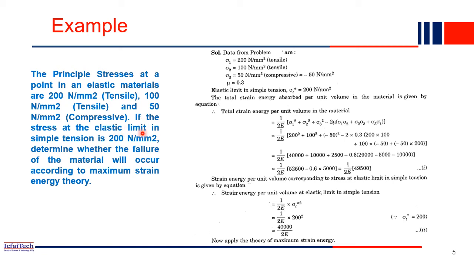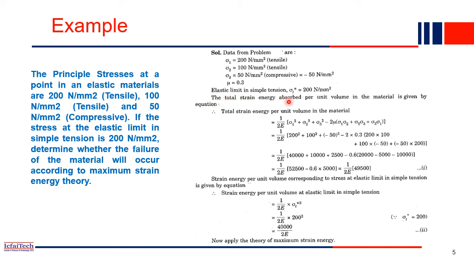The stress at the elastic limit in simple tension, sigma t star, is given. If the material is steel, then the strength of the steel is given: sigma t star is 200 Newton per mm square. Determine whether the failure of the material will occur based on the maximum strain energy theory. So that is a very simple question, so let's solve it quickly. Sigma 1 is 200, sigma 2 is 100, and sigma 3 is minus 50 because it is compression. Poisson's ratio mu is 0.3, and the elastic limit in simple tension, sigma t star, is 200 Newton per mm square.